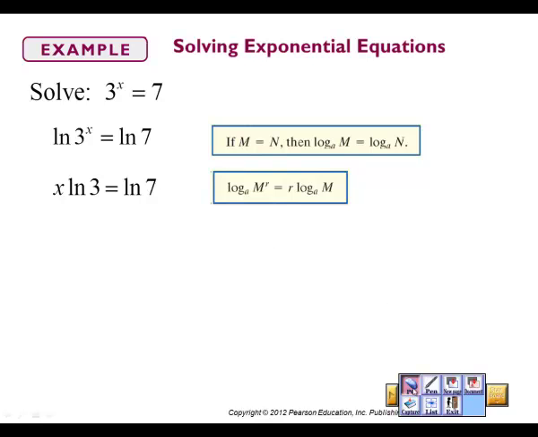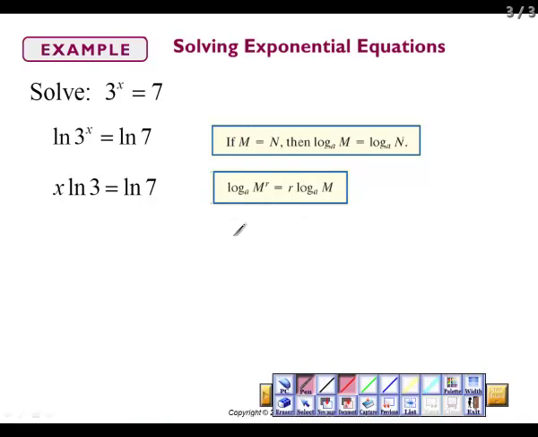And now from here, what I like to do is go ahead and find what natural log 7 is on the calculator first. So natural log 7 is 1.9459, and it goes on, equals x natural log 3. Well, we still have to solve for x, so now we can divide by natural log 3 on both sides.